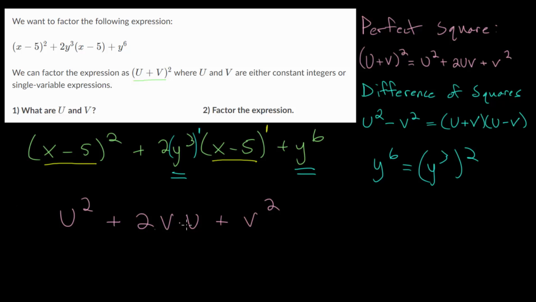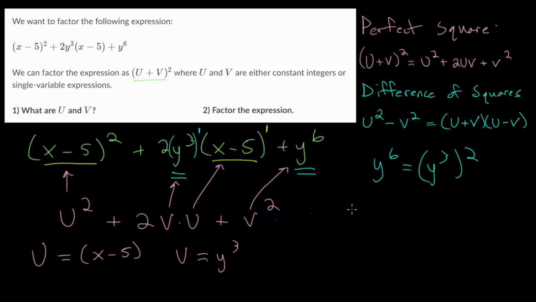So maybe it's a little bit clearer now how to match it up to the pattern. But essentially, this is u squared, this is v, this is u, and the y to the sixth is our v squared. So in other words, u is x minus 5, and v is y to the third. So these are a little bit harder to recognize than a difference of squares, but they do show up often enough that it's worth looking for the pattern to see if they can be factored in a nicer way.